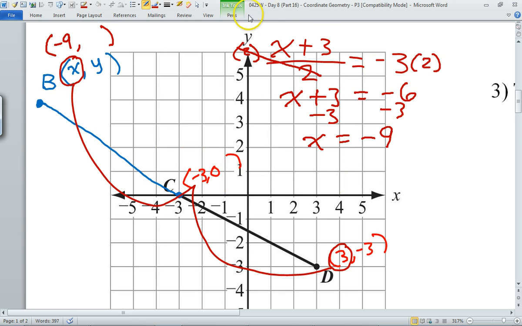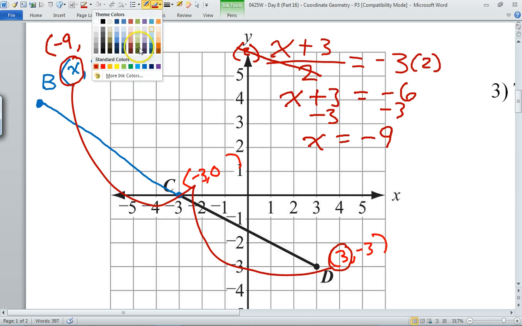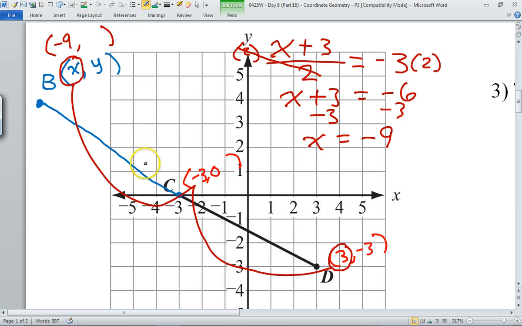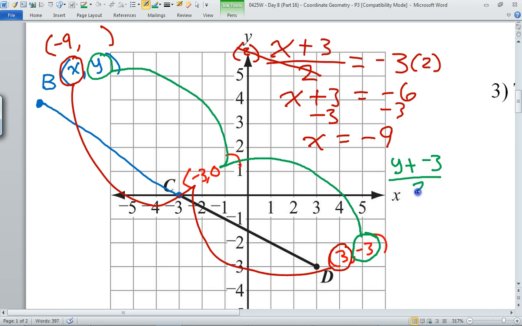Now I'm just going to do the same thing with the y values. Let me switch over to, let's say, green. Yeah, yellow is too hard to see. So now I'm doing the y values. So the two y values on the end, the y and the -3, if I average them together, they should equal 0 as a result. So, tell me the equation, people. Correct. (y + -3)/2 should equal 0.